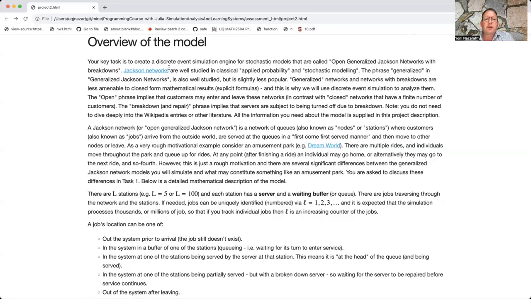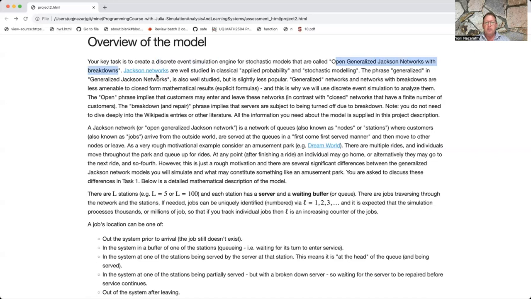So what you're going to do is a discrete event simulation. You'll learn what that is very quickly in the lectures. It's a simulation of time, and discrete event means it's continuous time, but time jumps from event to event, of an open generalized Jackson network with breakdowns.